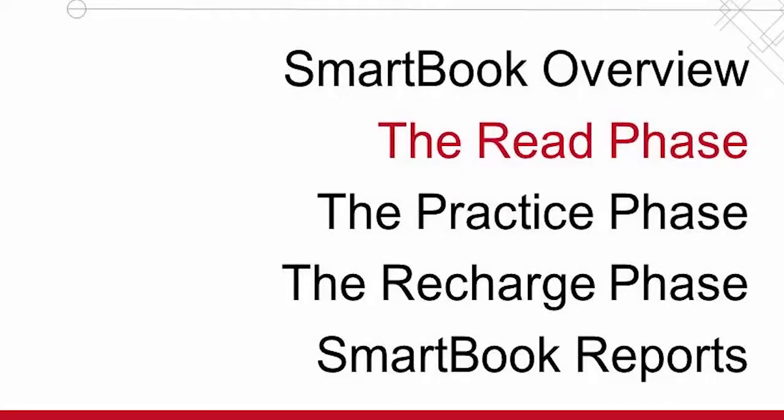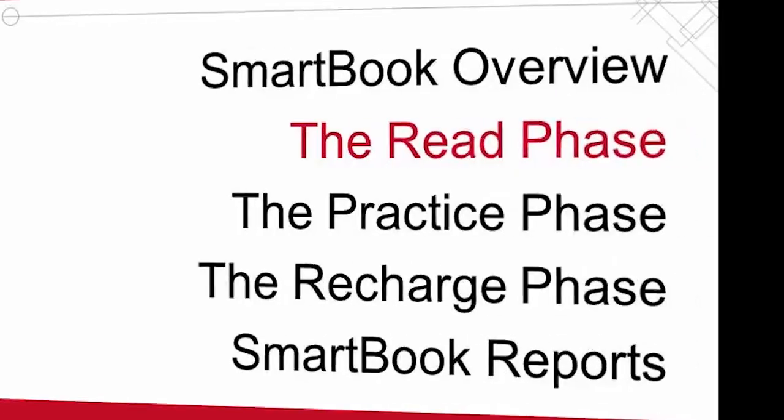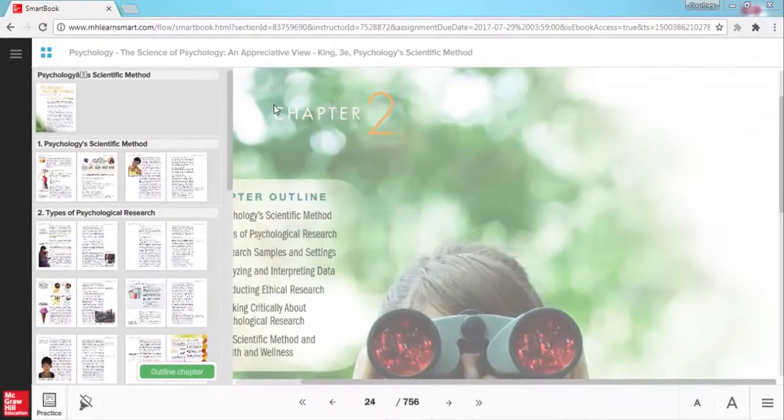In this video, we're going to take a closer look at the read phase. When you first launch a SmartBook chapter reading assignment, SmartBook will automatically open in the read phase and take you to the first page of that assigned chapter. In this example, we're in a psychology SmartBook, and I am on the first page of chapter 2.